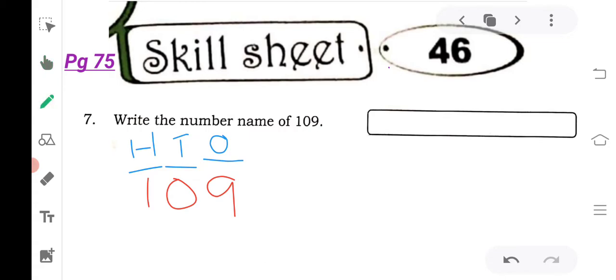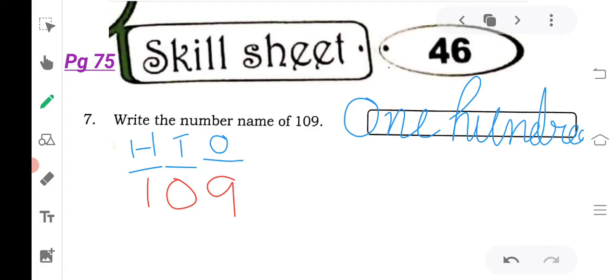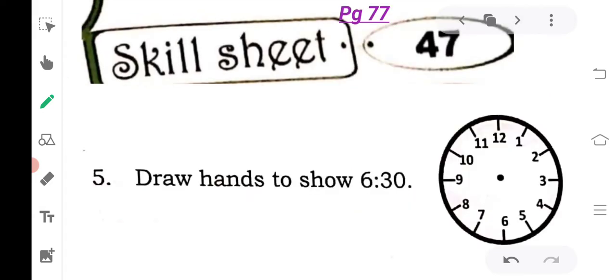So what is the spelling of 1? You know very well. We read this number as 109. So you will write 100, HUNDRED, 109. Okay children. Now we move to the next question given on page number 77 of skill sheet 47.